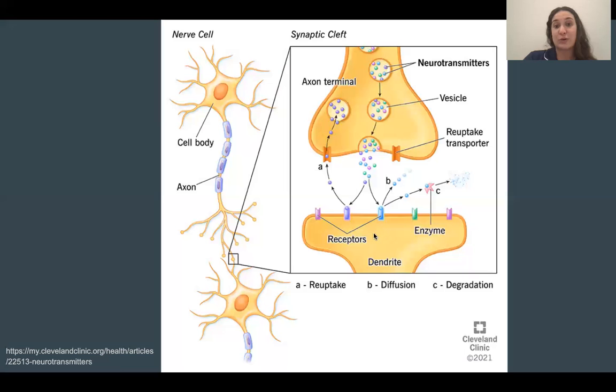Another thing to know about it, and we'll talk about it a little later, is the reuptake transporter. So the neurotransmitters will either go back into the presynaptic neuron, or they will diffuse and then later be destroyed by an enzyme, which we see right here.